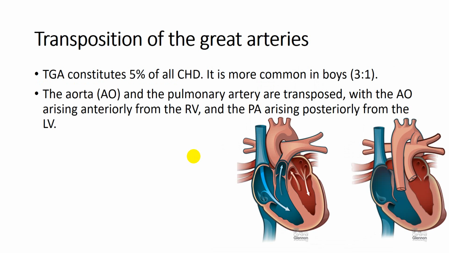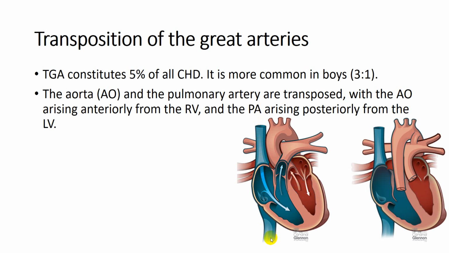The second cyanotic congenital heart disease is transposition of the great arteries. Transposition of the great arteries constitutes 5% of all congenital heart disease. It is more common in boys, 3 to 1. Look at the normal heart. This is the right atrium. This is the right ventricle. This is the pulmonary artery. This is the left atrium. This is the left ventricle. This is the aorta.